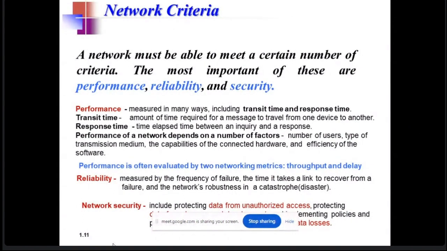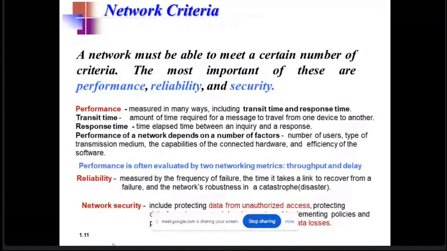Here the response time is nothing but the time between an inquiry and the response. Suppose I want to send data to device B. Device B gives the acknowledgement: okay, I'm ready to receive the data. This is called response time.